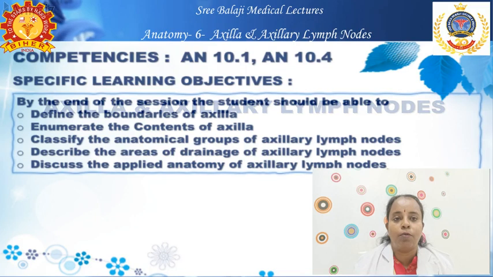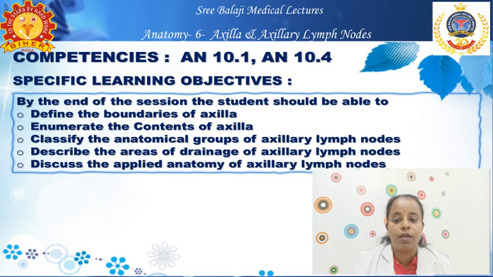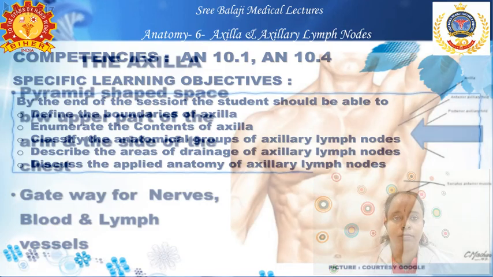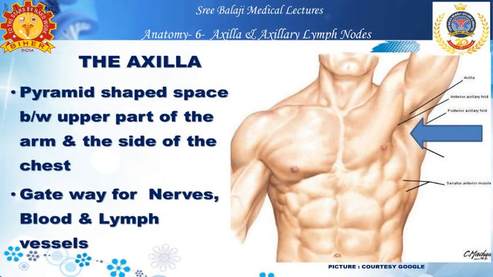The objectives of today's topic are to define the boundaries of axilla, enumerate the contents of axilla, classify the axillary group of lymph nodes, and describe the areas of drainage and applied anatomy. The axilla is a pyramid-shaped space between the upper part of the arm and the side of the chest. It is a gateway for nerves, blood vessels, and lymph vessels.